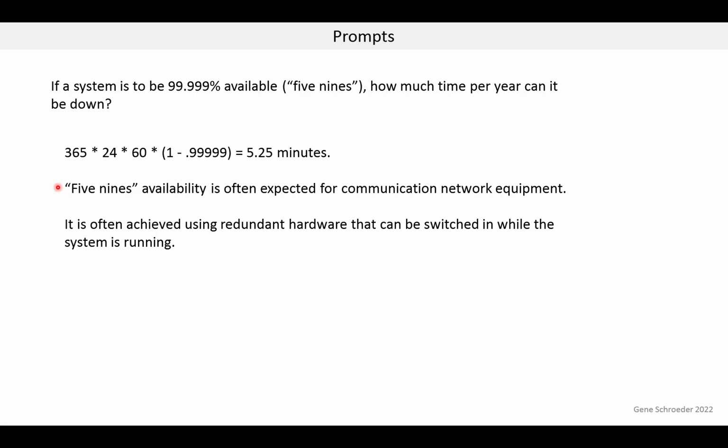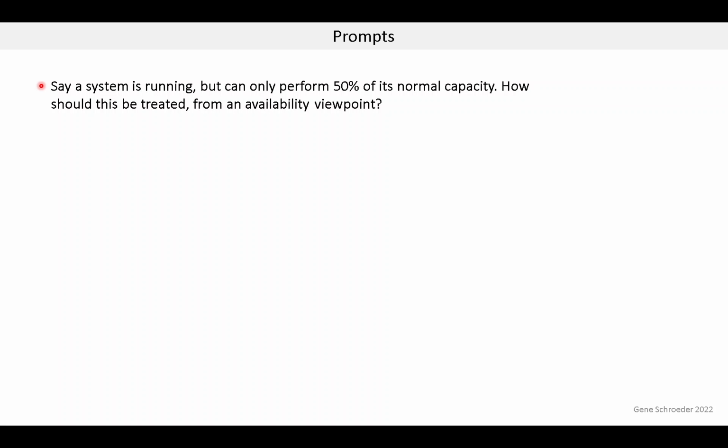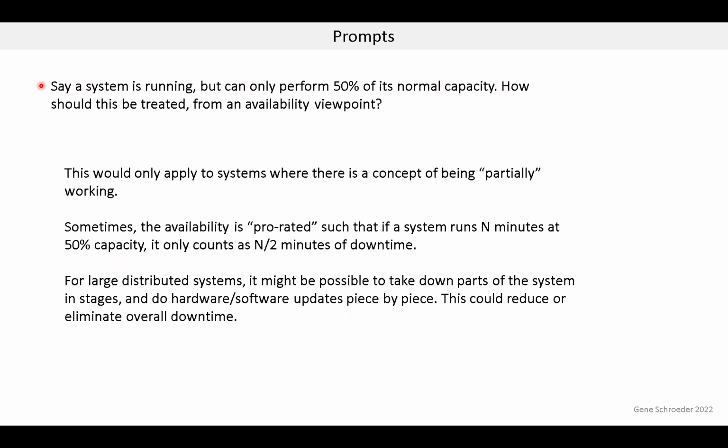So 5 nines availability is often expected for communication network equipment, and it is often achieved using redundant hardware that can be switched in or replaced while the system is running. Say a system is running but can only perform 50% of its normal capacity. How should this be treated from an availability viewpoint? Well, this only applies to systems where there is a concept of being partially working. Some systems, they're either working or they're not. But let's say a communication system might be one where it can be at 50% of its capacity.